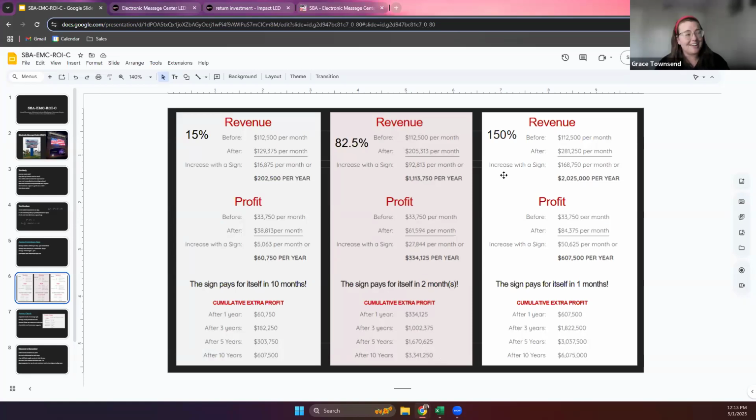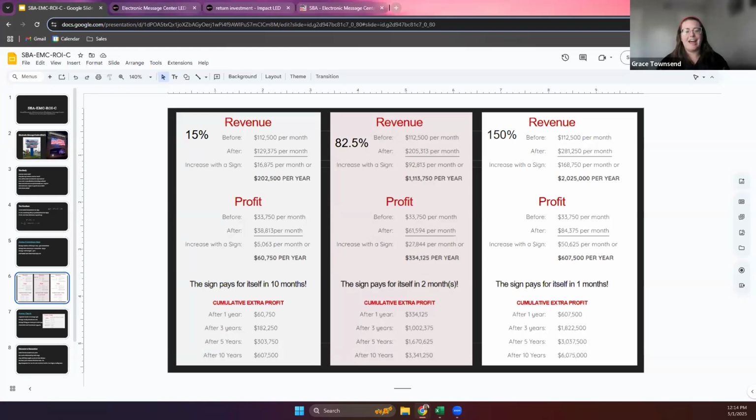If we were to go on the high end of the spectrum at 150% increase in business, that's an additional $2 million a year in revenue, an additional $600,000 a year in profit. And after 10 years, we'll have generated this fantasy corner store an additional $6 million in profit.